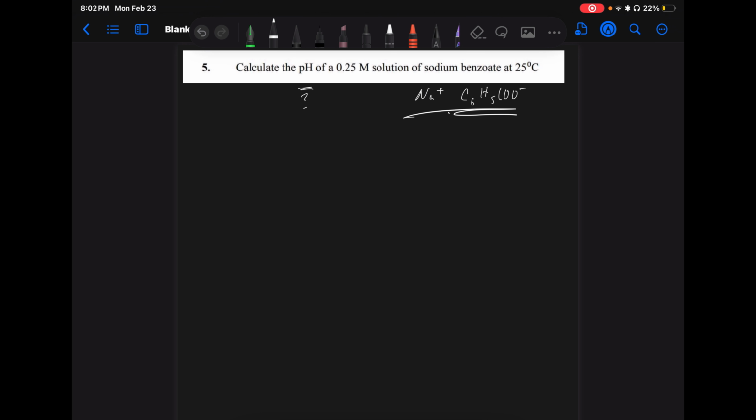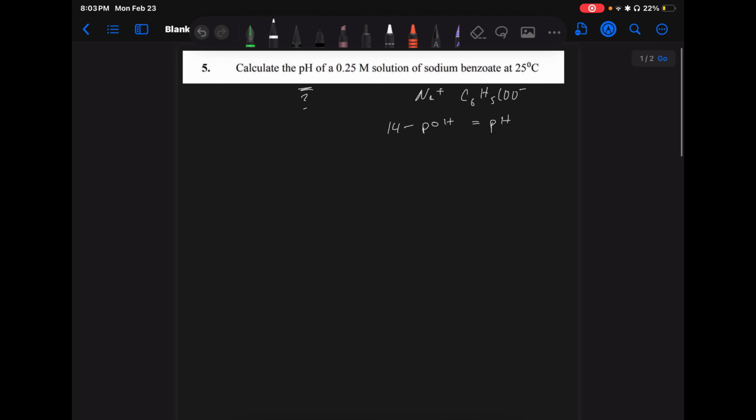So if we have a base here and we're trying to find the pH, how would we do that? We need to find the pOH. Because if you can find the concentration of the base in solution, we can find the pOH and then subtract that from 14, and we would get our pH. So we're just trying to find the concentration of hydroxide ions in the equilibrium solution.